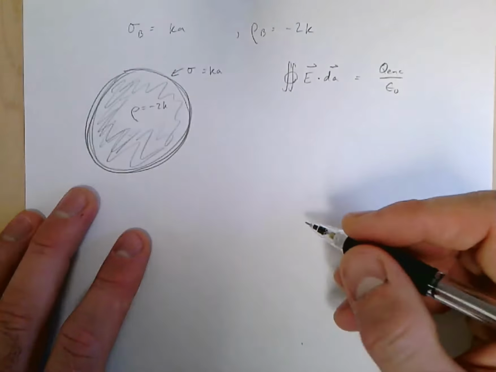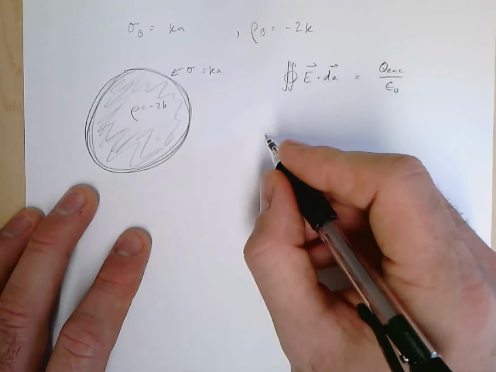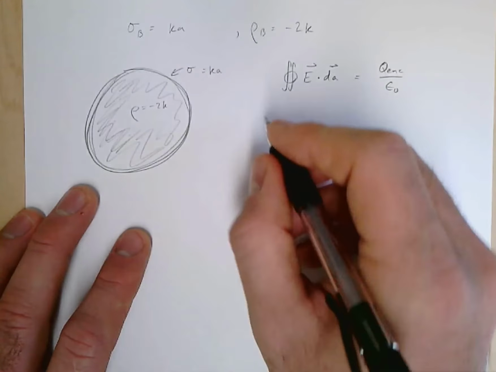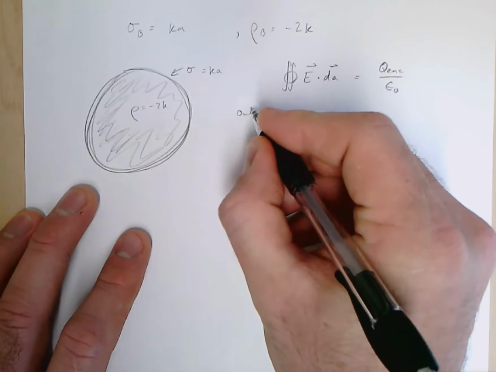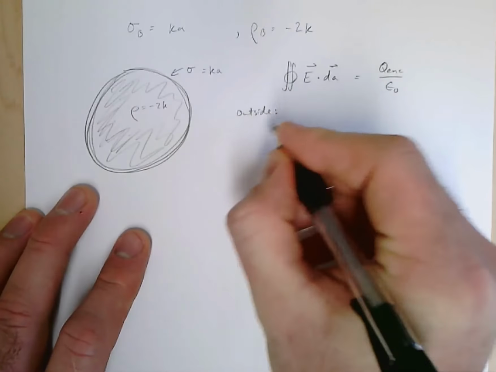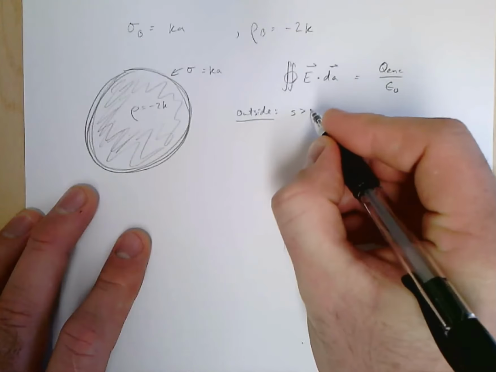So the first thing that we could do here is solve for the outside. The left-hand side is going to be the same whether we're outside or inside, but let's solve the outside first. I think it might be simpler. So outside, in other words, s is greater than a.